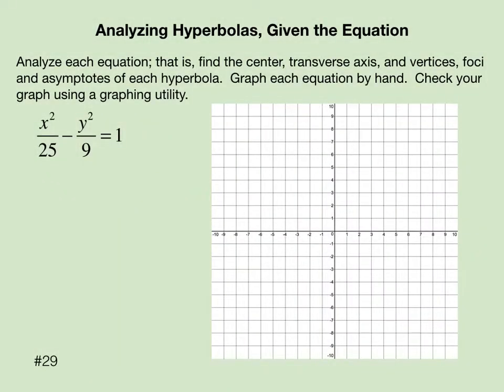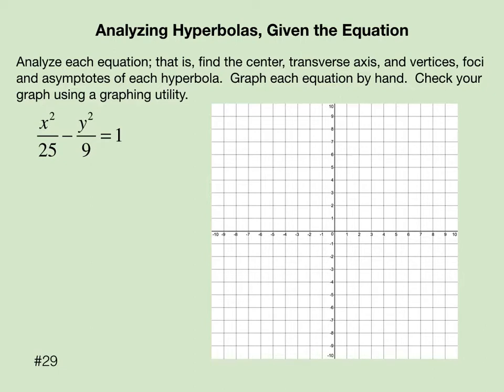x squared over 25 minus y squared over 9 is equal to 1. First of all, we know it's a hyperbola because we have an x squared and a y squared term. We have the number 1 and we have a minus. If there were a plus sign instead of the minus, this would be an ellipse.